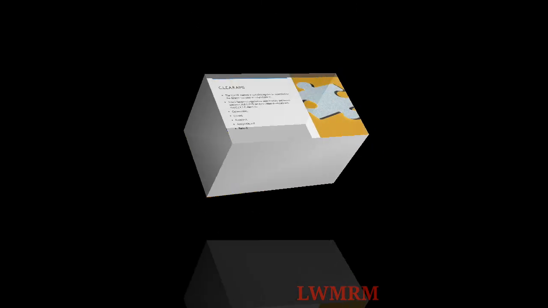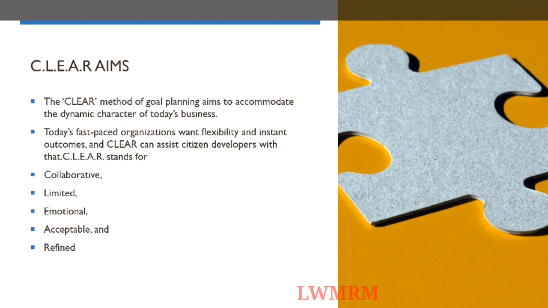CLEAR aims. The CLEAR method of goal planning aims to accommodate the dynamic character of today's business. Today's fast-paced organizations want flexibility and instant outcomes, and CLEAR can assist citizen developers with that. CLEAR stands for collaborative, limited, emotional, appreciable, and refinable.